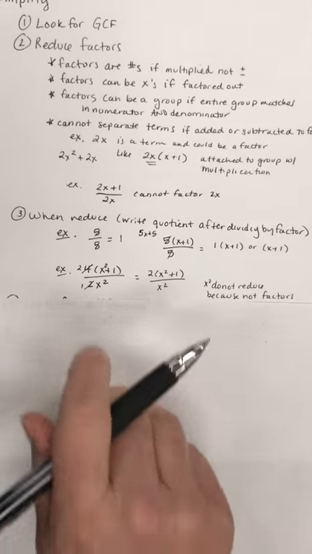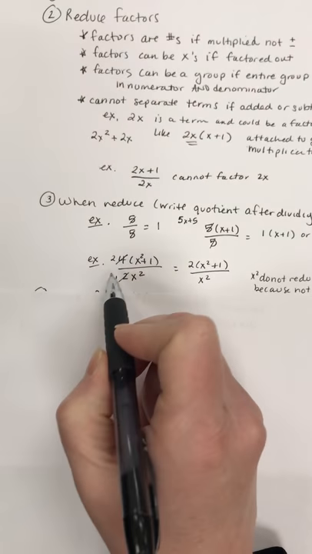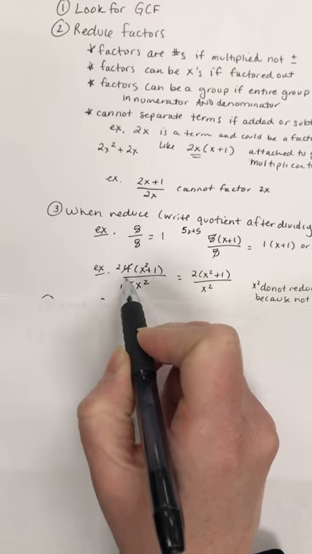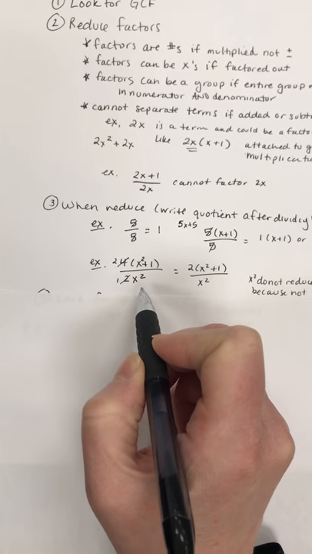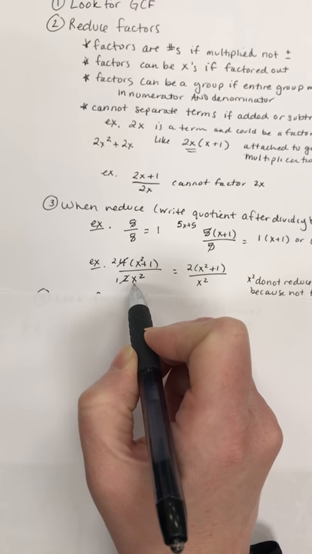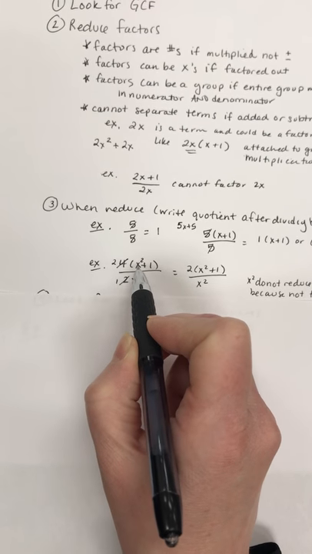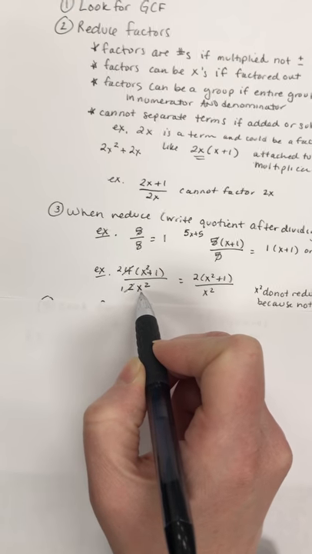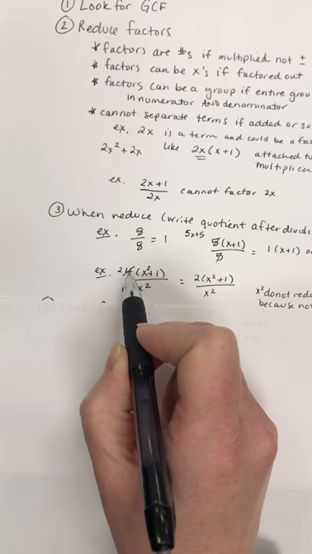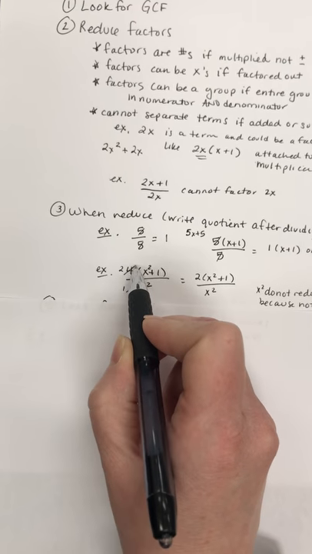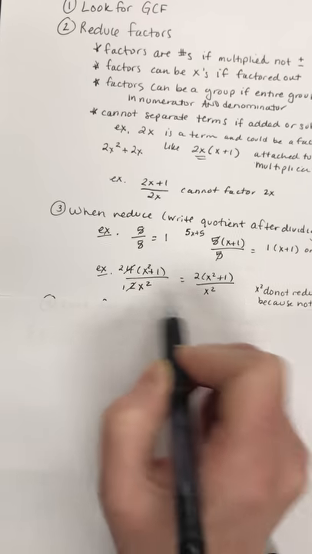So here's another example. If I had something like 4 times x squared plus 1, and it was over 2x squared to begin with, 4 is attached to this group, and 2 is multiplied to x squared. So as long as you're being multiplied, so 4 times the group and 2 times x squared, you're allowed to factor. So 4 and 2 reduce to just 2 over 1. So I could say, oh, a 2 comes out of both of those. It's a 2 and a 1.